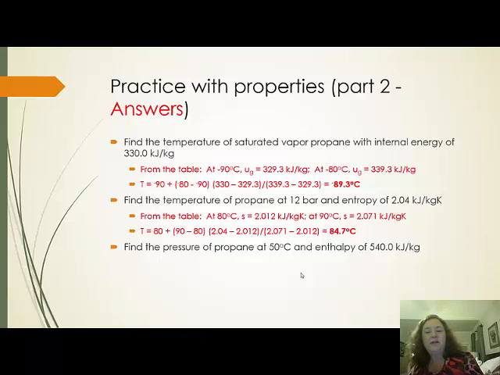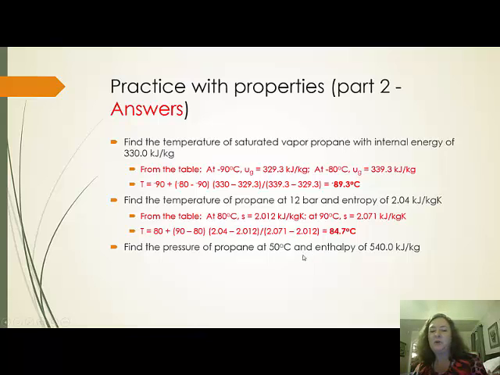This next one, I have a pressure of 12 bar and an entropy of 2.04, and we want to find the temperature there. And so if you go through and do this, just check it out, you're going to see that between 80 and 90 for the superheated 12 bar, you end up with these values of S. And again, you get to interpolate.